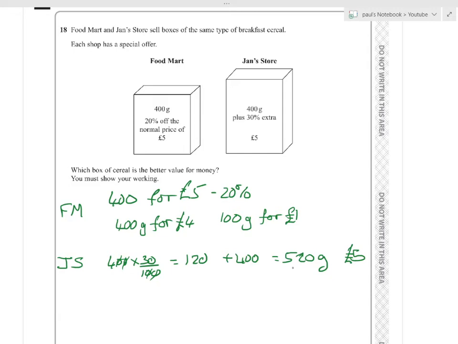Now, 520 divided by 5, if you divide by 10, it's 52, so double 52 is 104 grams for £1. 104 grams for £1. Oh, so which is better value? Well, Jan's. Good old Jan's. Jan's store. Just get a little bit more, don't you, for £1?